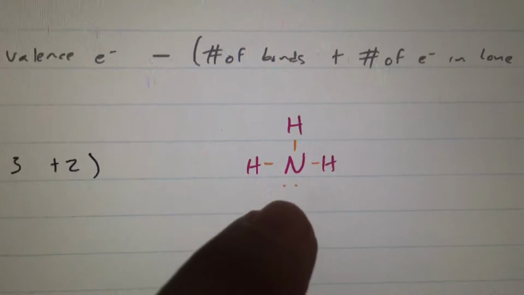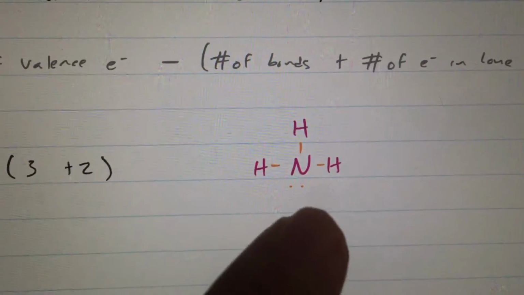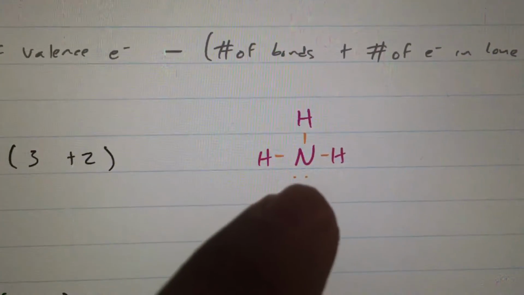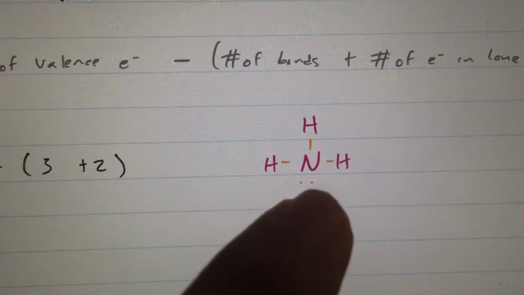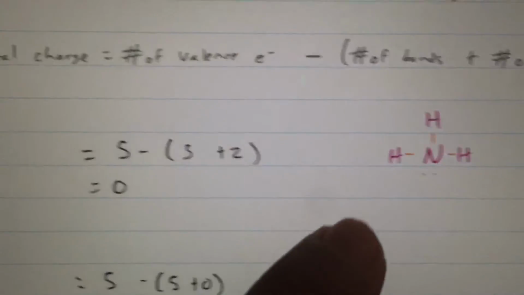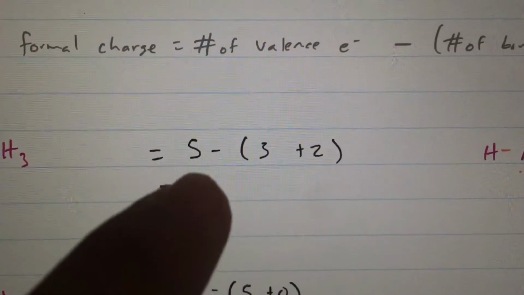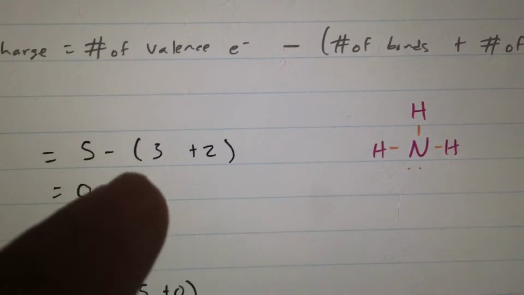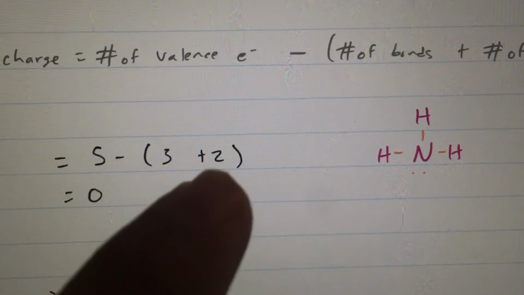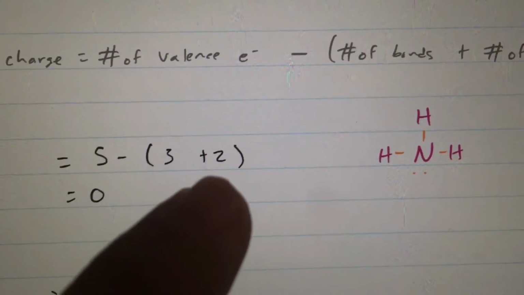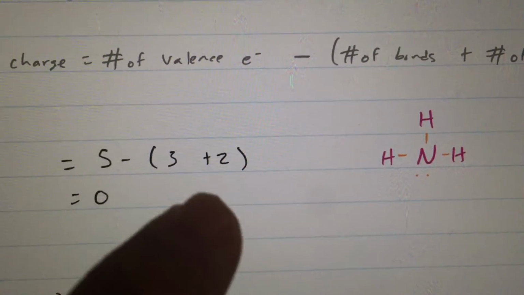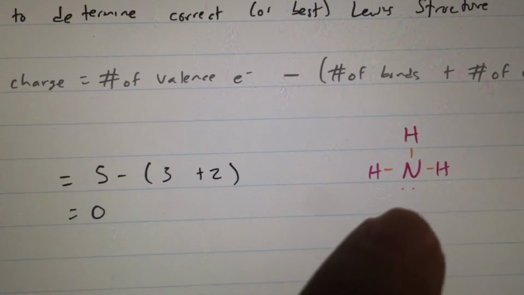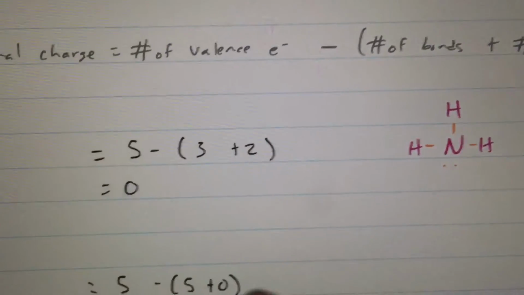So this is the Lewis structure for ammonia. Notice how nitrogen has 3 bonds and 2 electrons. So to calculate the formal charge of nitrogen, we use this. Nitrogen has 5 valence electrons, 3 bonds in this structure, and 2 extra electrons. So 5 minus this sum gives you 0. This is how you know this is the best Lewis structure for ammonia.